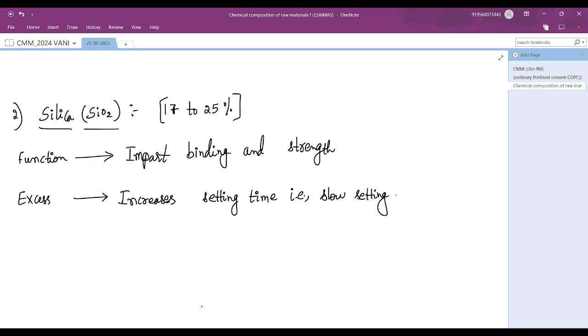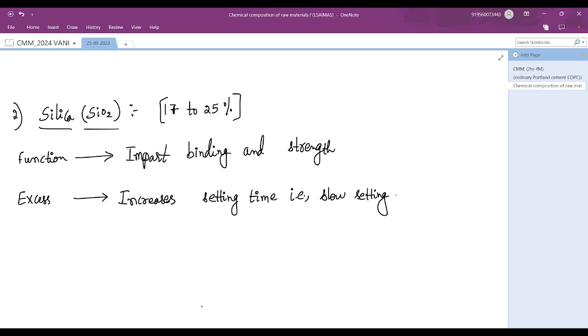After adding water to the cement, it becomes like a paste, right? It becomes like a paste having some consistency. Now, losing that consistency or plasticity or fluidity nature is known as setting time. Now, excess of silica will increase the time taken for losing that plastic property.